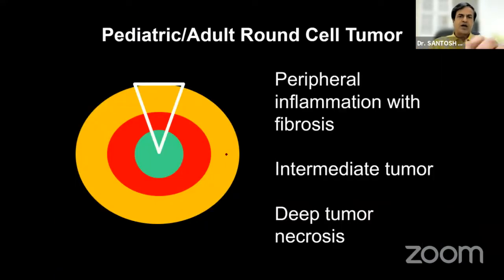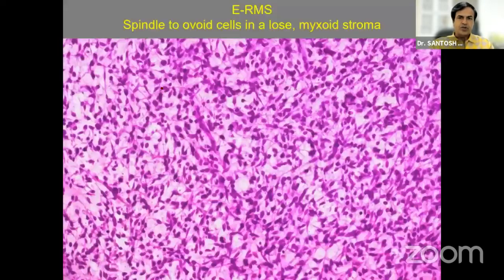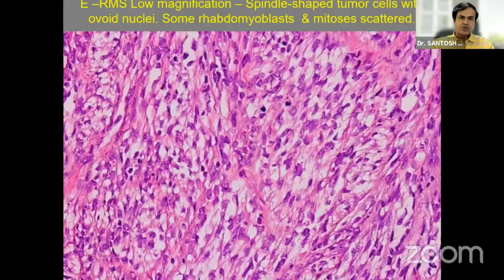So when you have a round cell tumor in children, there is an element of necrosis. The deepest component of the tumor may have necrosis. The intermediate part generally shows viable tumor, and the periphery is tissue reaction, peripheral inflammation with fibrosis. So if you take a superficial biopsy, you will end up with inflammation and fibrosis as the diagnosis, resulting in misdiagnosis and inappropriate management. So you have to go to the intermediate zone. That's the reason why we take superficial, middle, and deep biopsy right to the epicenter of the tumor. And spindle to ovoid cells in loose myxoid stroma is the description, with mitotic activity.